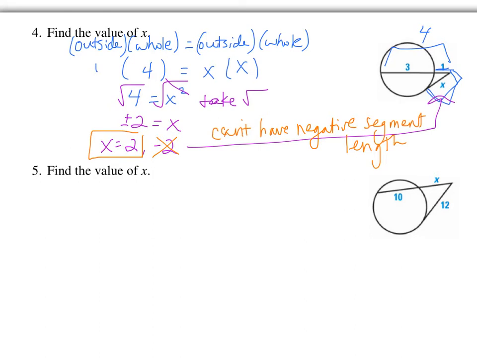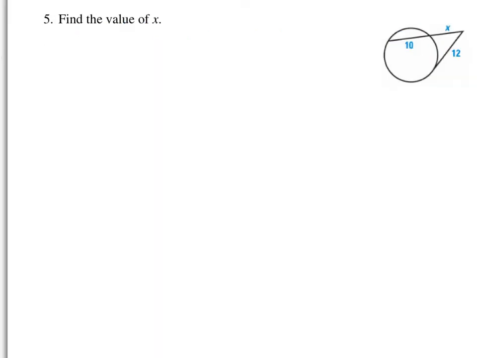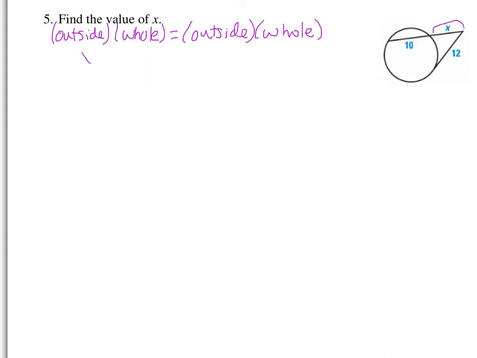All right, so for number 5, I'm going to start a new page for this one just because it takes a little bit more space. So again, I'm still starting with the outside times the whole. And then I also have my outside times the whole. So outside again of this top one is my x. And then the whole thing would be x plus 10.